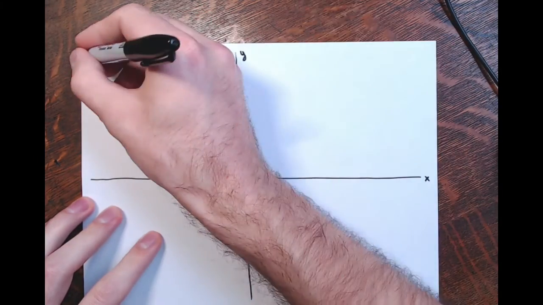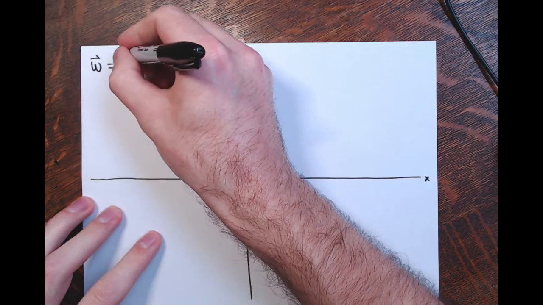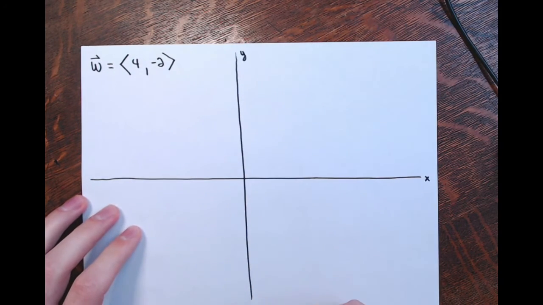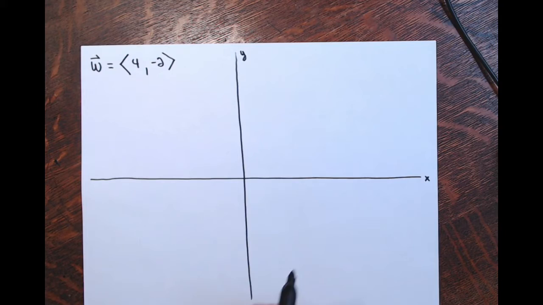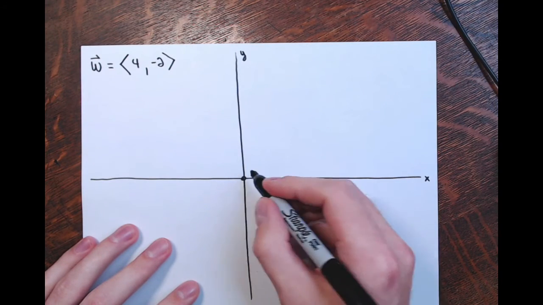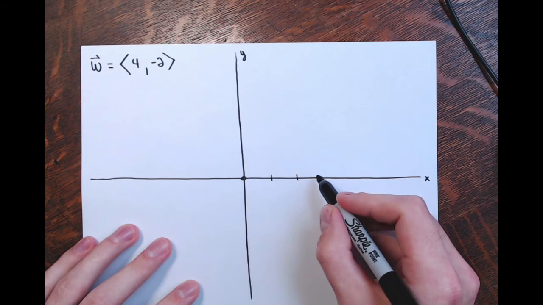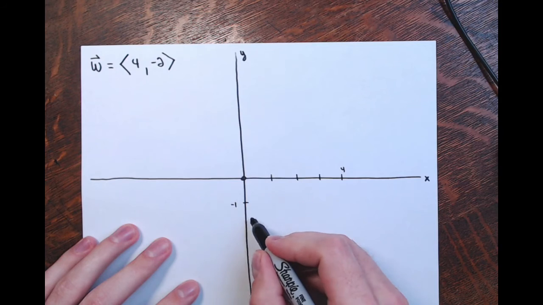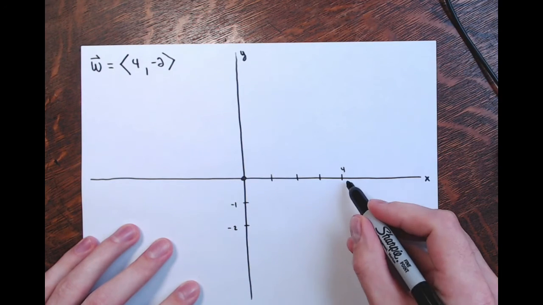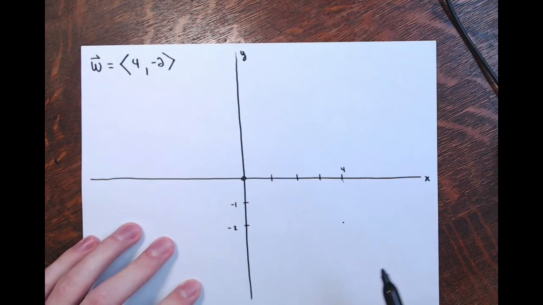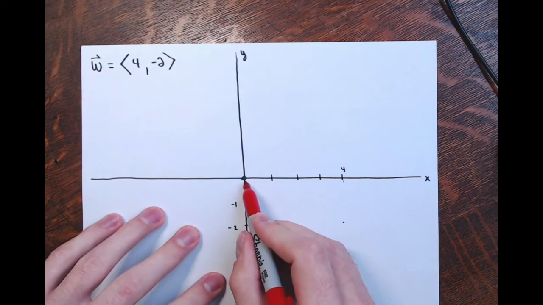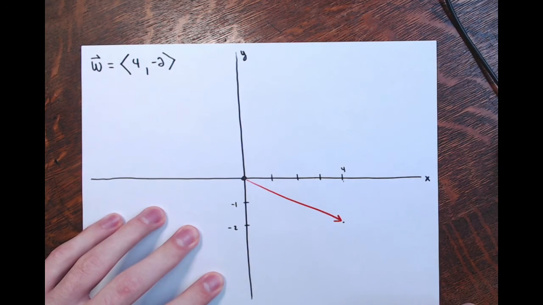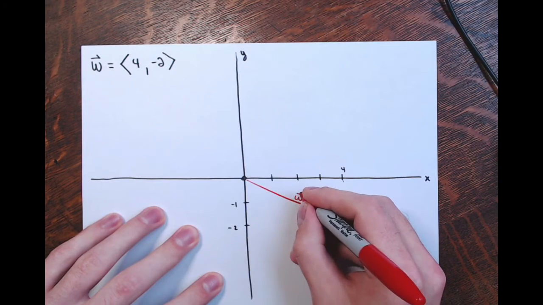Now we're given a vector called W with components 4 and -2. So I'm going to draw this in standard position. Starting from the origin here, it's 4 right and 2 down. So we're ending up over here. And here in red is vector W. It should be more straight than that, but whatever, there's vector W.